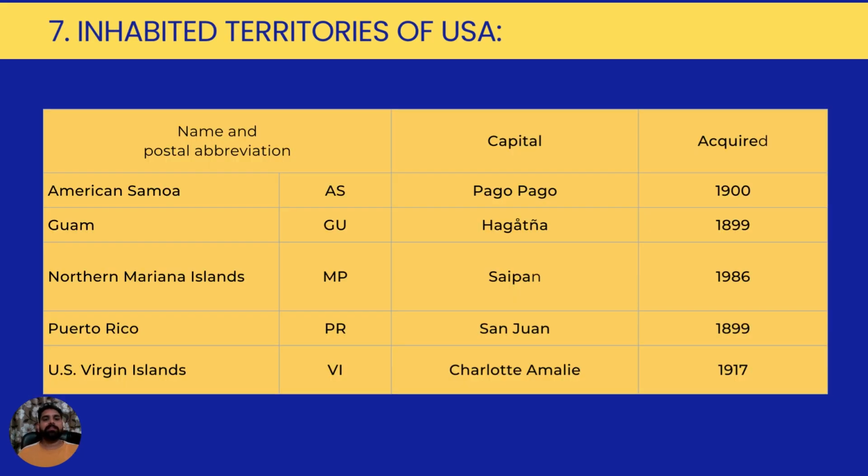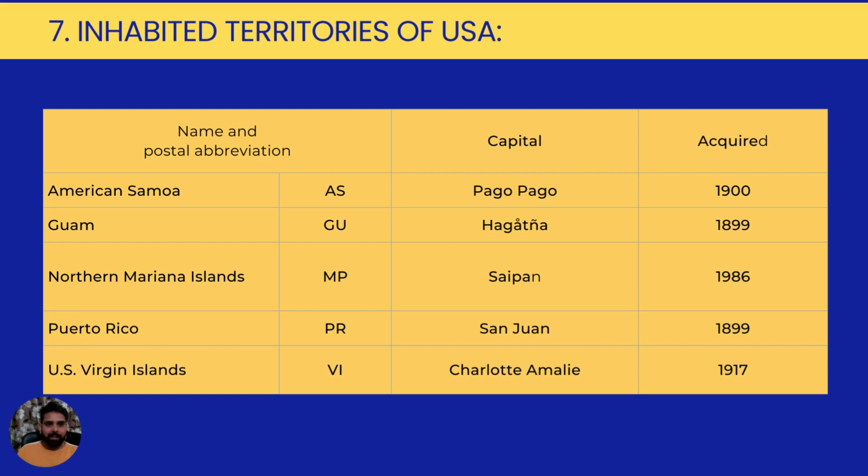Now, the last topic in the list is inhabited territories of the USA. So we usually do not get the requirement from these territories, but as we are working as a recruiter, we should have an idea about the territories as well. There are a total of 5 territories in the USA: American Samoa, Guam, North Mariana Island, Puerto Rico, and US Virgin Island. I have mentioned the capitals as well and their acquired years. So you can get those details in the chart. These are not very important to remember, but we should have an idea about the territories as well, right?